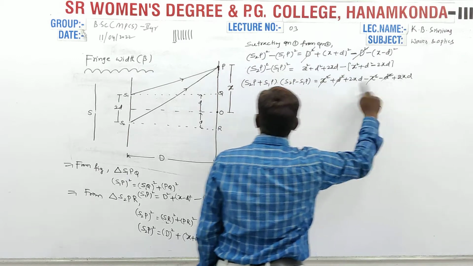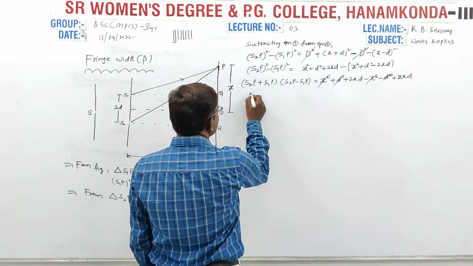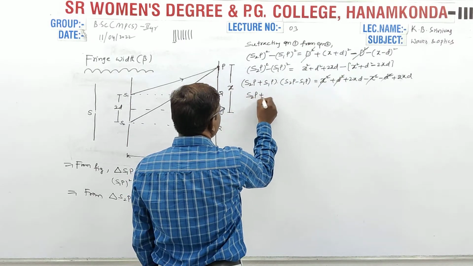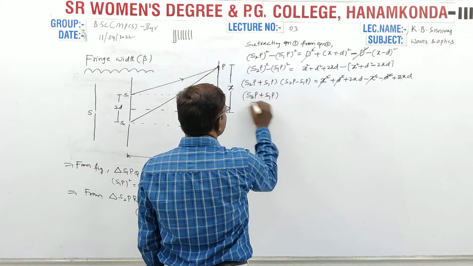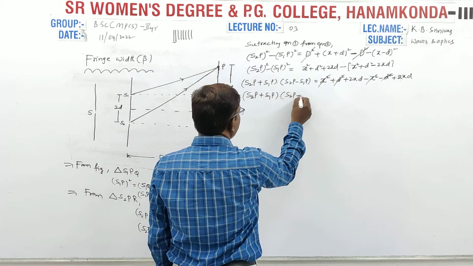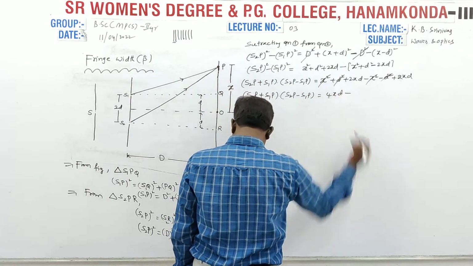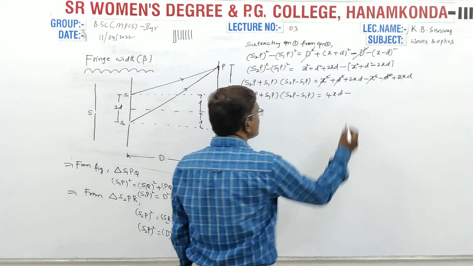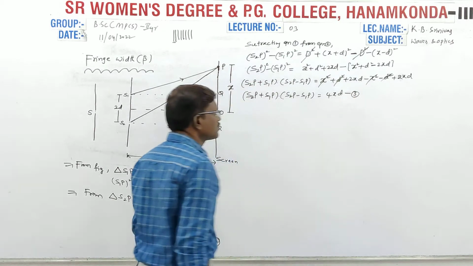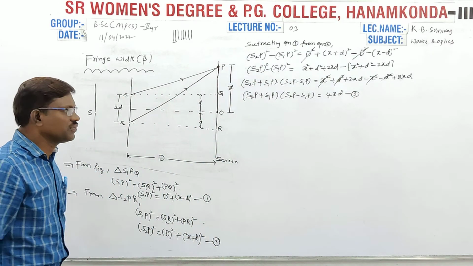2xd. These two terms will be added. So the next step will be (S2P + S1P) into (S2P − S1P), which is equal to 4xd. Let this be equation number 3. See the diagram carefully.